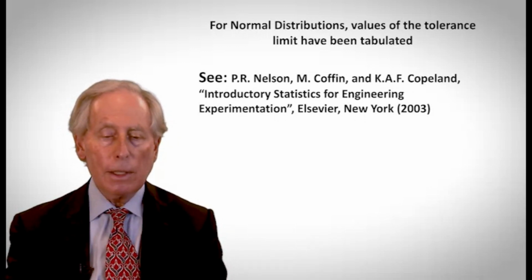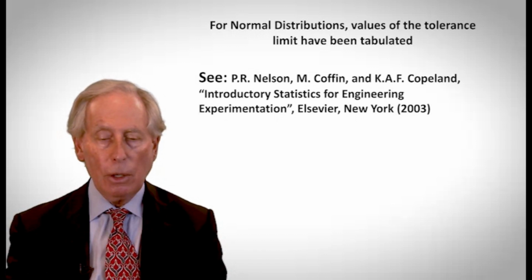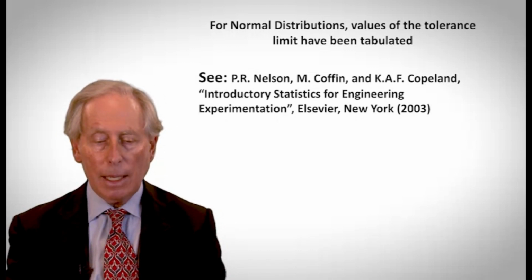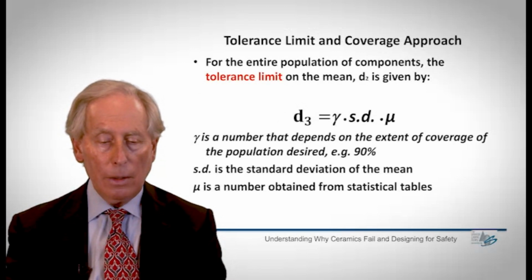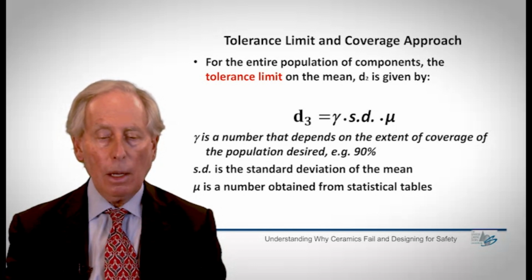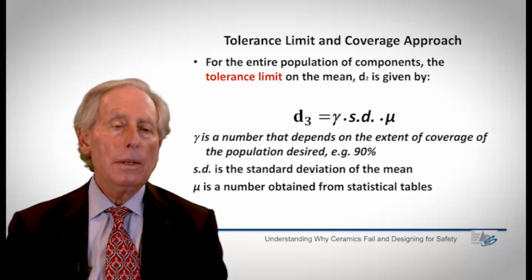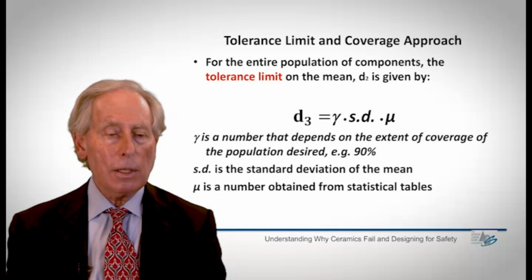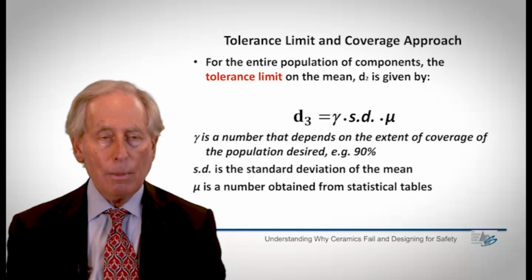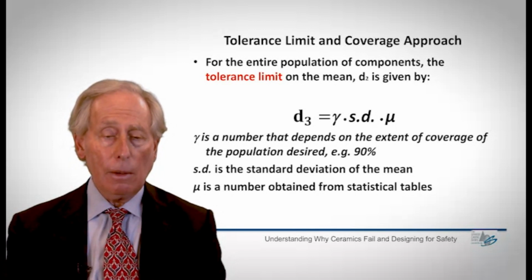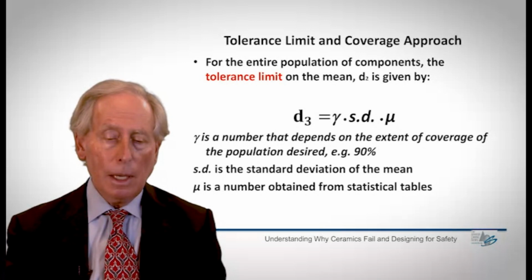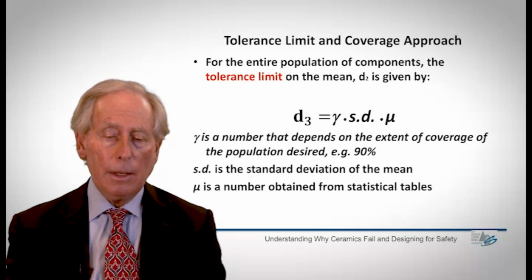One can go to tables in the literature in this reference I showed earlier, and the values of those numbers can be obtained. And the numbers I'm talking about here are these numbers, not just the standard deviation, but gamma, which is dependent on the extent of coverage. What do I mean by coverage? It means, do I care whether I'm 90% safe, whether 90% of my components are going to be safe above a certain stress level, 99%, 99.9%, etc. That number comes directly out of the tables. And mu is also a number determined by the number of specimens I test and also the level of confidence in the number D3 that I want to see.